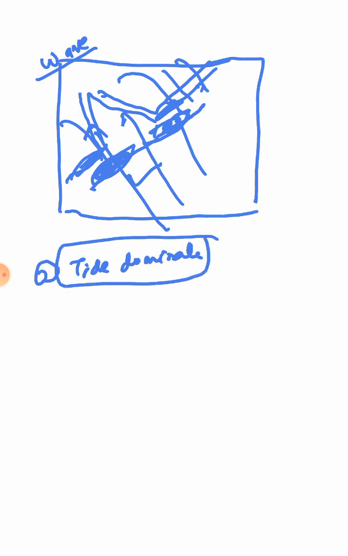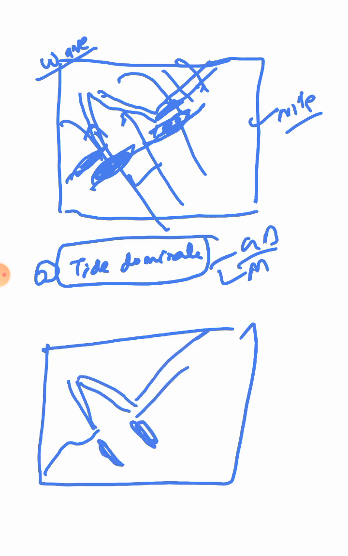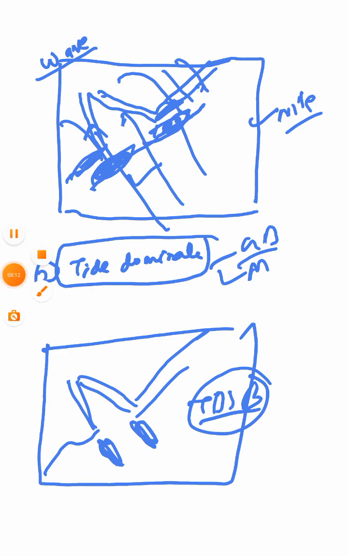And then comes the tide dominated. For this we know the examples Ganga, Brahmaputra, Mekong. In such a case a similar diagram will happen, but the longitudinal tidal sandbars are formed. So these are the major properties and provenances of the delta system.